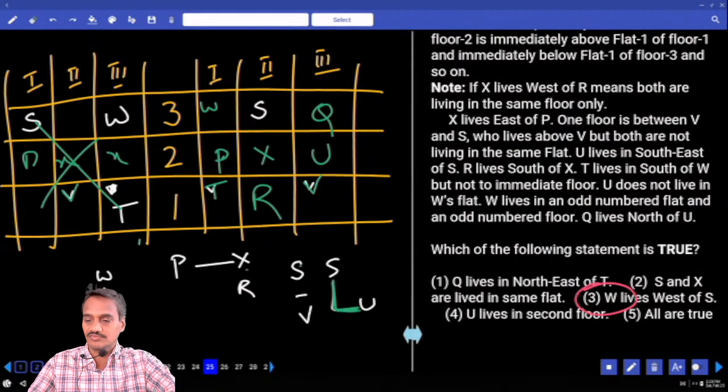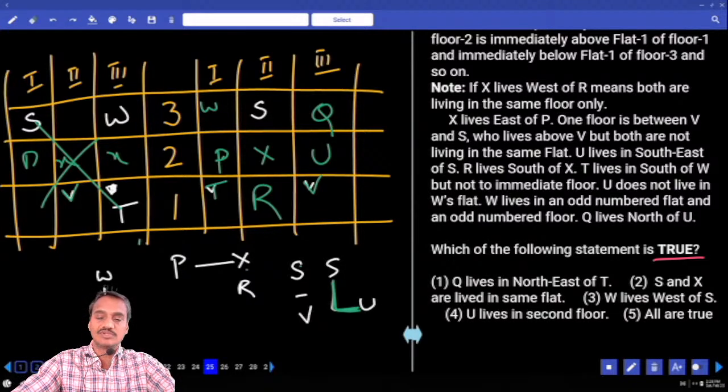Choice 3, question number 24. Which of the following statements is true? Q lives in the northeast of T. Q is to the northeast of T. Definitely true or not? Yes, Q is to the northeast of T. And all are true. S and X are living in the same flat. Yes, they are living in the same flat. All are true choice.